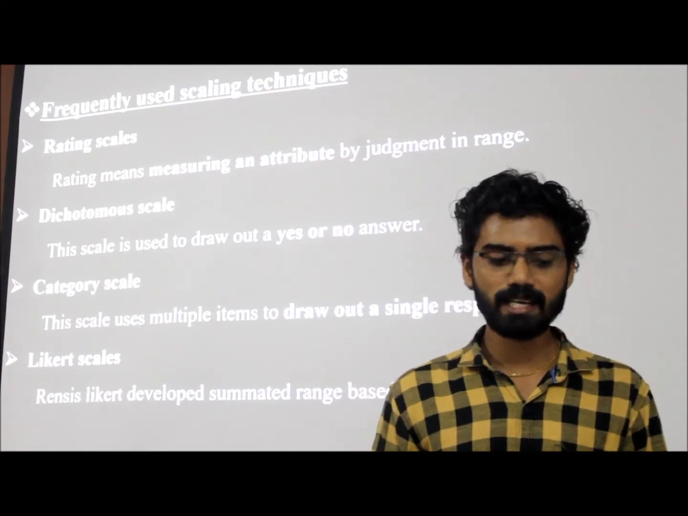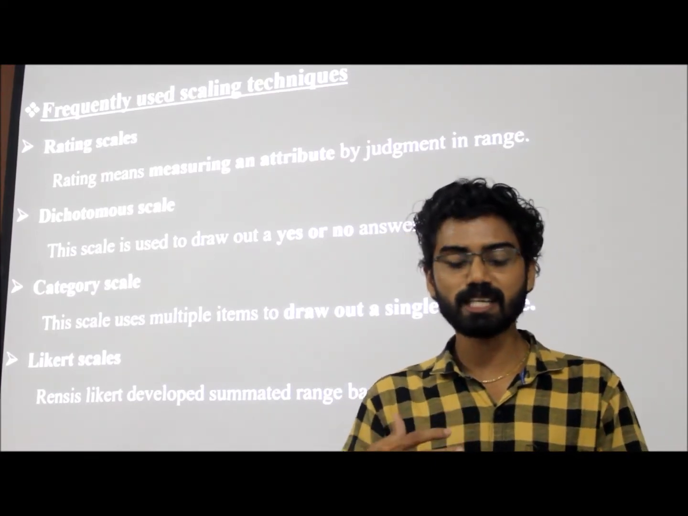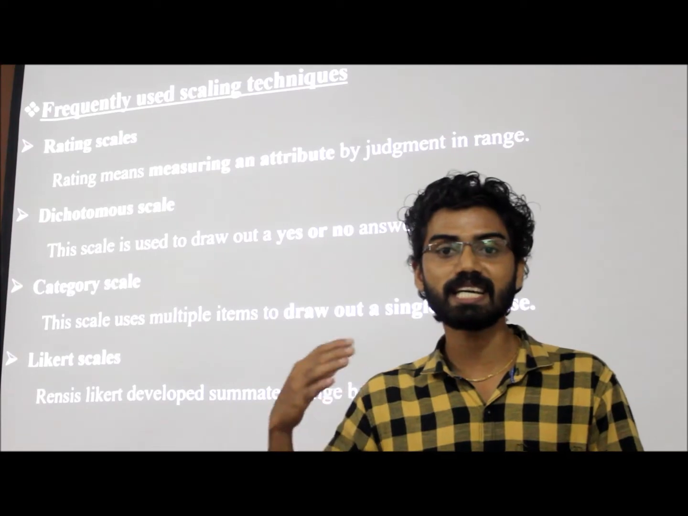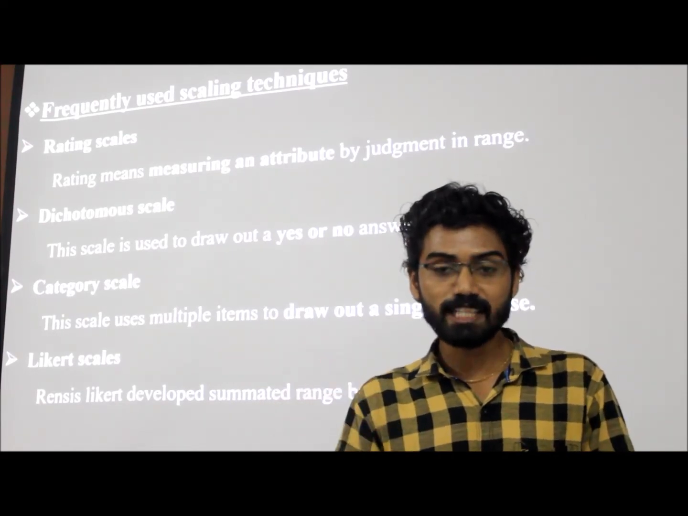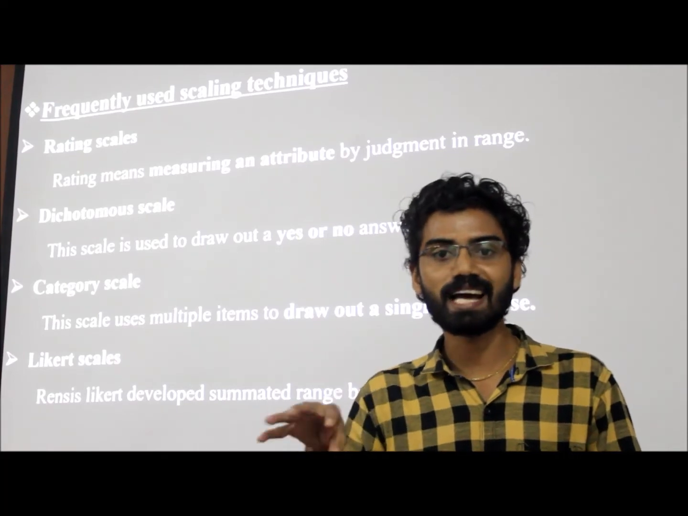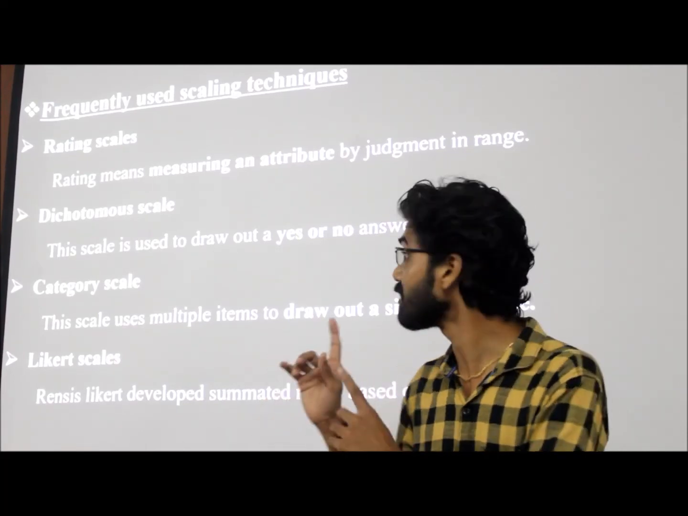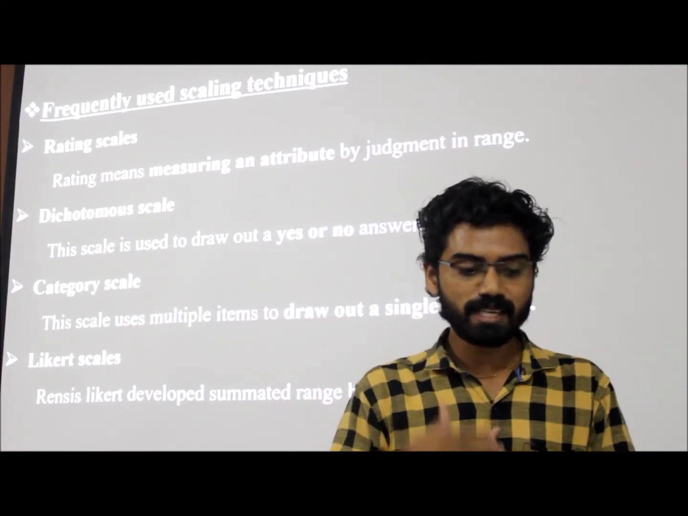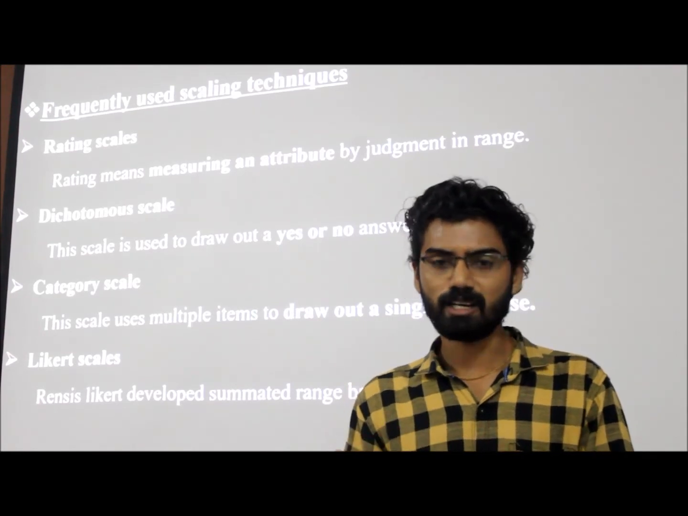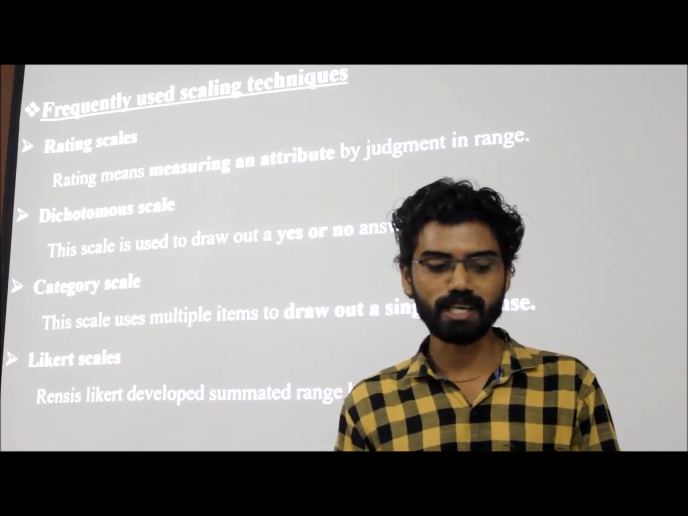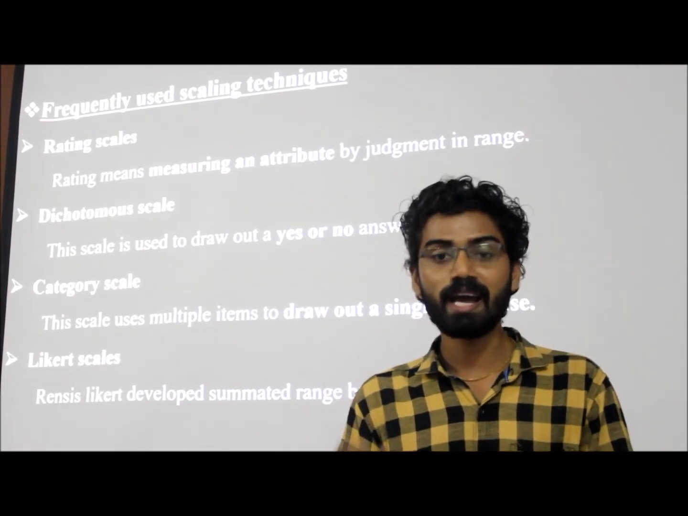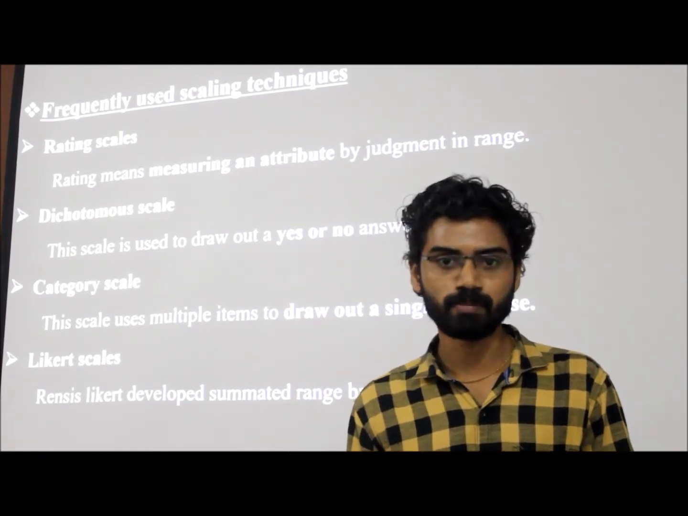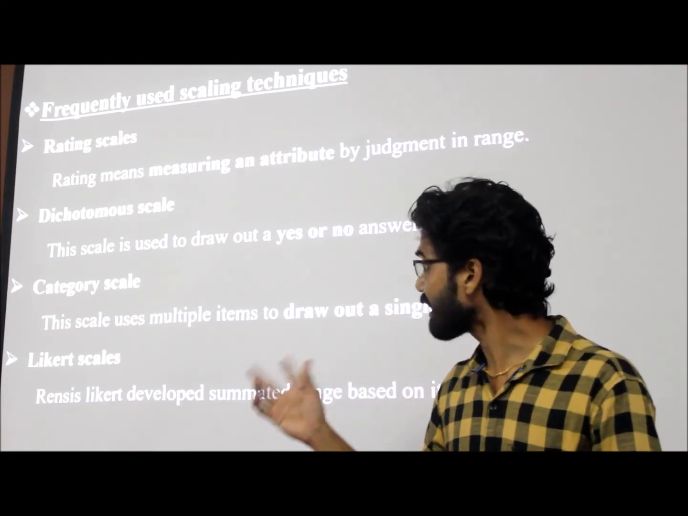So rating scale, it means measuring an attribute by judgment in a range. Okay, so we are selecting a particular range and we are trying to measure an attribute which lies in that particular range. That can be called as the rating scale. And second one, dichotomous scale. Dichotomous, di means two. Okay, so dichotomous scale, it is the scale that is used to draw out yes or no answers.